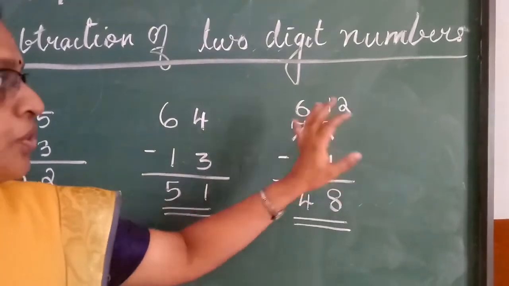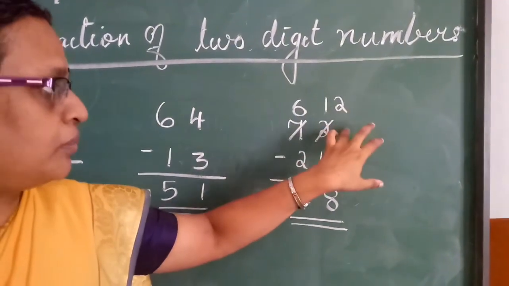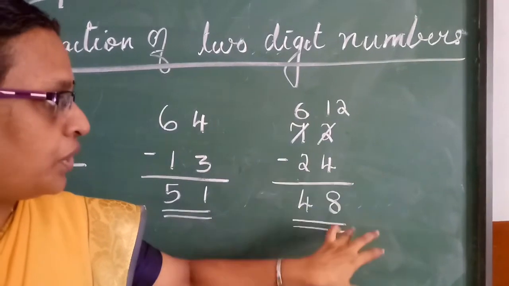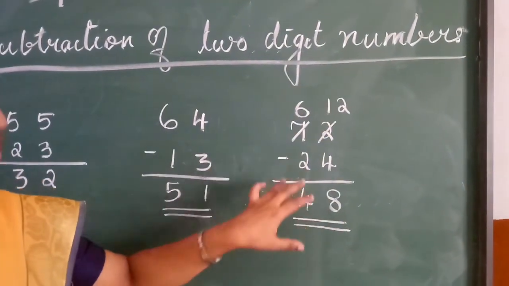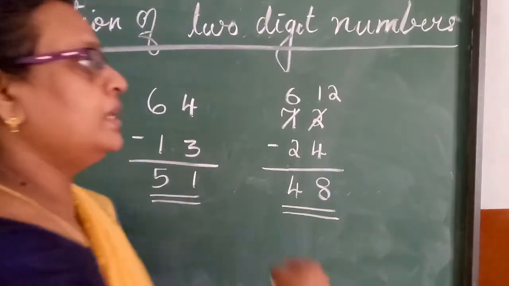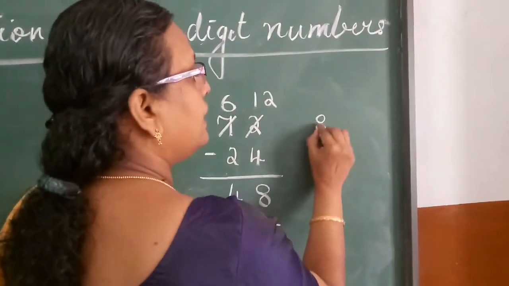Here we just borrow 1 from 7. So this becomes 12. Now 12 minus 4 equals 8. Here 6 minus 2 equals 4. One more example, that is borrowing.